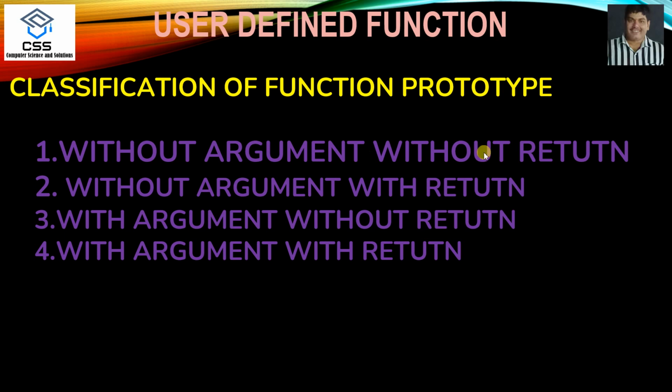On the basis of that, function prototypes are classified into 4 types: without argument, without return; without argument, with return; with argument, without return; and with argument, with return. A few function prototypes we are discussing today. The rest we will be discussing in the next class.